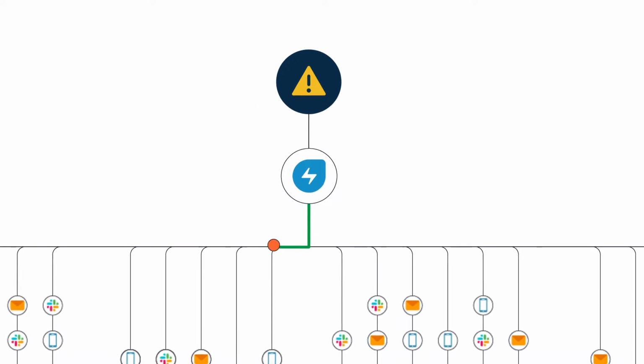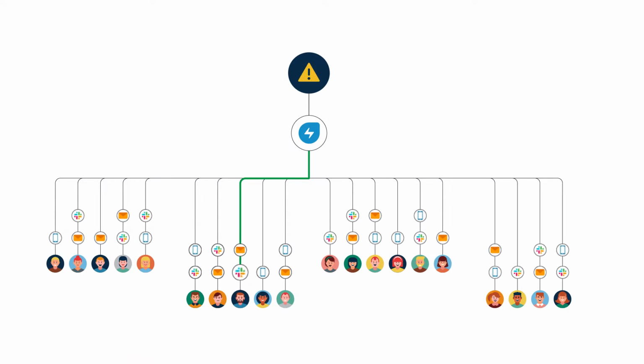Let's get started. Freshservice On-Call Management enables you to create an availability plan for your teams to correctly identify whom to reach out to when a critical issue gets reported.